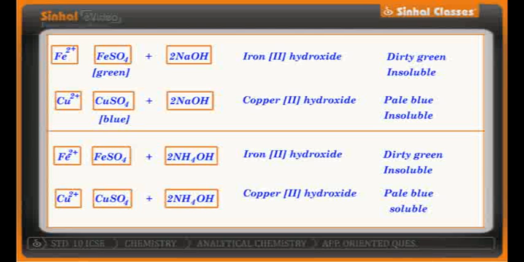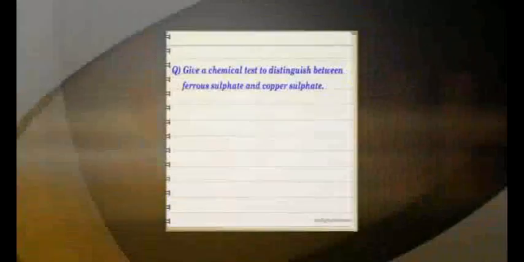But as you know, the colors of the precipitate will differ. Say for example, if you take ferrous sulfate and put sodium hydroxide or ammonium hydroxide in it, you will get ferrous hydroxide, which is dirty green in color. Whereas if you take copper sulfate and put sodium hydroxide in it, you will get copper hydroxide, which is pale blue in color. So you can easily differentiate between ferrous sulfate salt and copper sulfate.